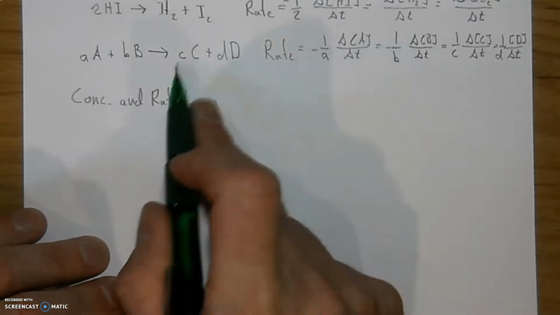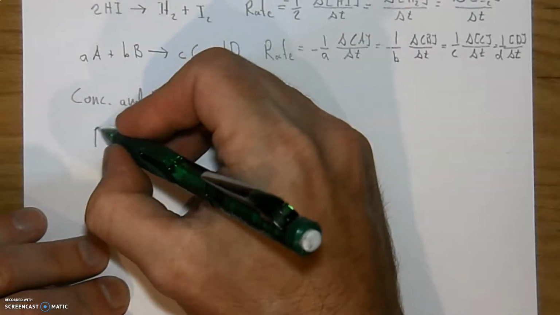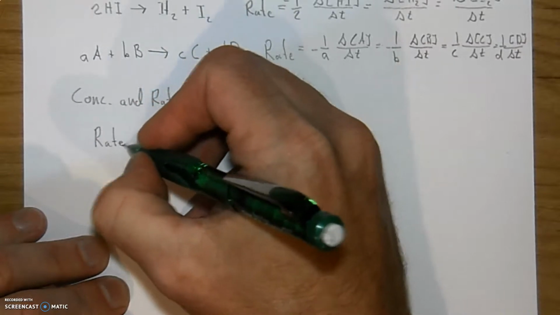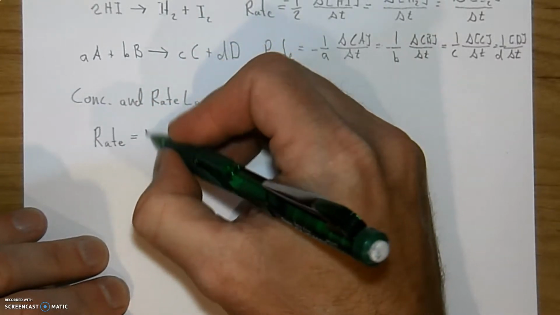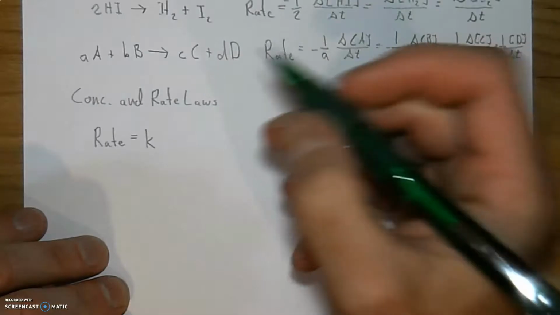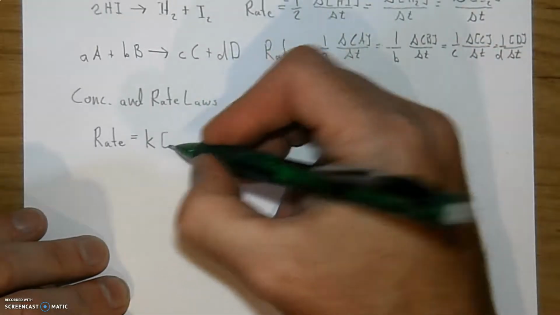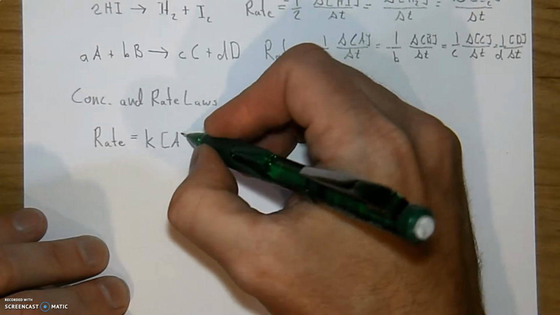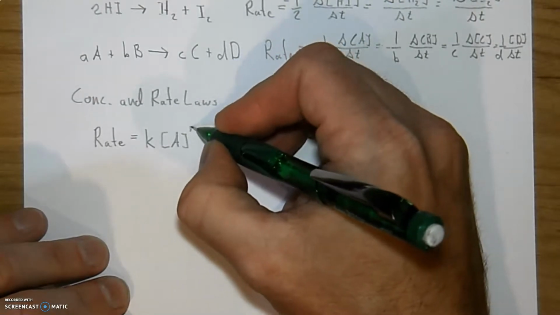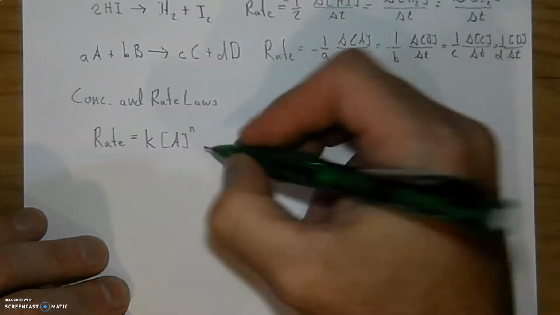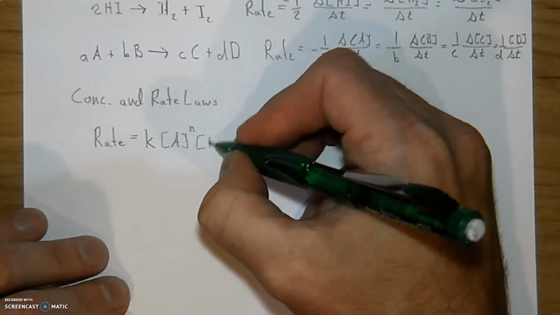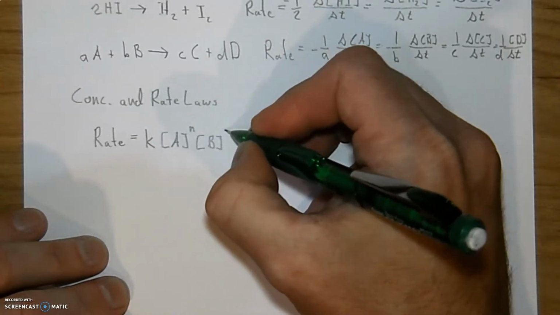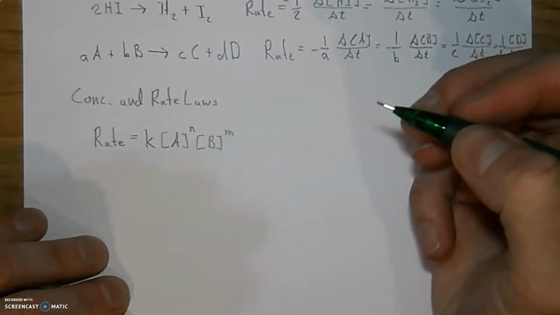But if I wanted to say, let's write a rate law for it, I would say the rate is equal to k, which is a constant, I'll come to that in just a moment, times the concentration of A to some exponential value times the concentration of B to some other exponential value.